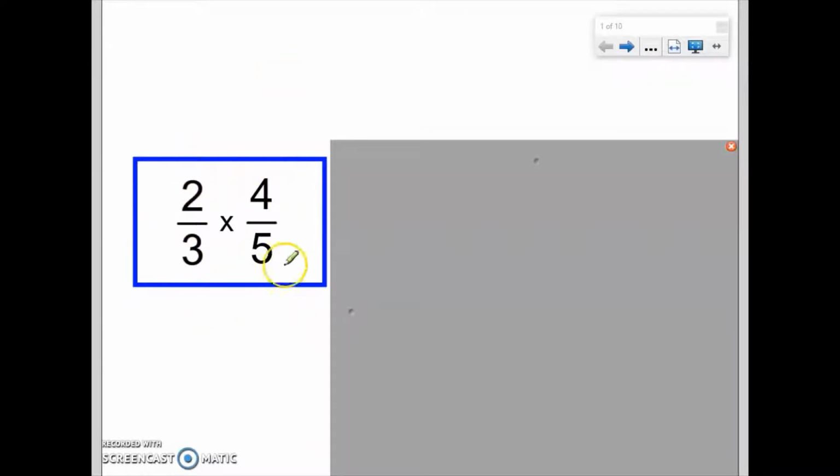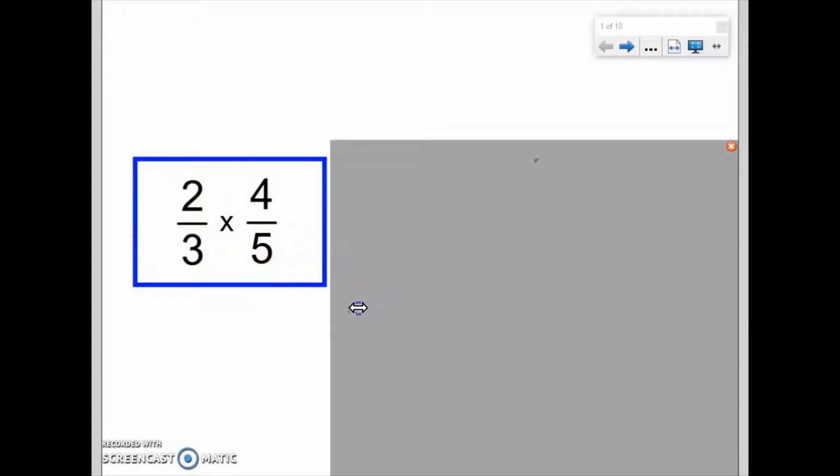So this is a very typical question. 2/3 multiplied by 4/5. When we're multiplying fractions, it's not like adding and subtracting fractions where we need to have a common denominator. We don't need to change these fractions to have a common denominator like we do with adding and subtracting. For a multiplication question, we can simply multiply the numerators, the numbers on the top of the fraction, and we can multiply the denominators, the numbers on the bottom of the fraction.